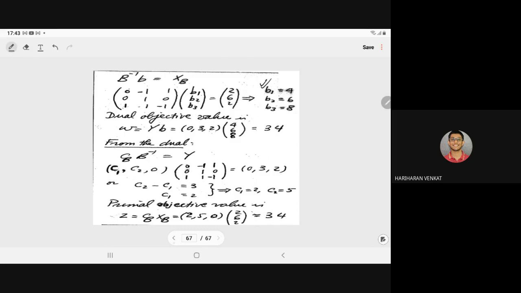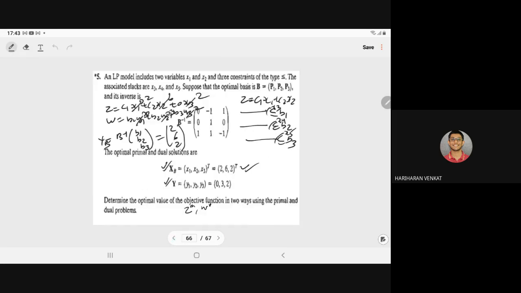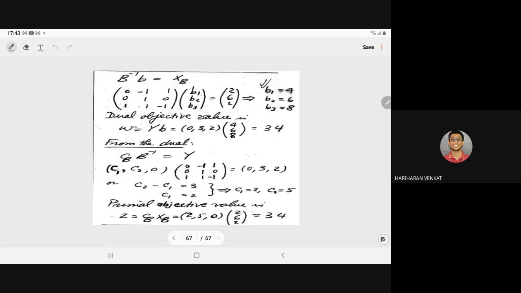So when we put the values of b1, b2, b3, 4, 6, 8, multiplied by 0, 3, 2, you will get yb. So here you will get 34. That is yb, 4, 6, 8 times 0, 3, 2. So you will get 34.